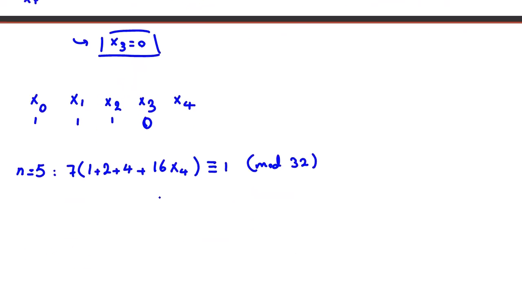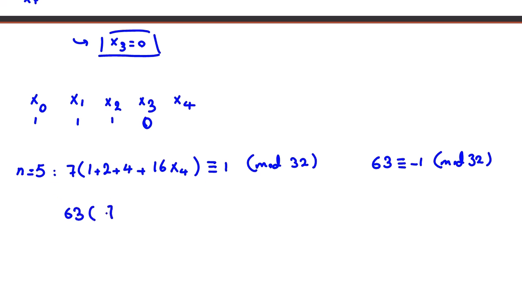Now here, if we multiply both sides by 9, 63 is negative 1 mod 32. Okay, so here, if we multiply by 9, it will be 63. 63 is negative 1. Let me tell you in 2 steps. We multiply by 9, it will be 63.